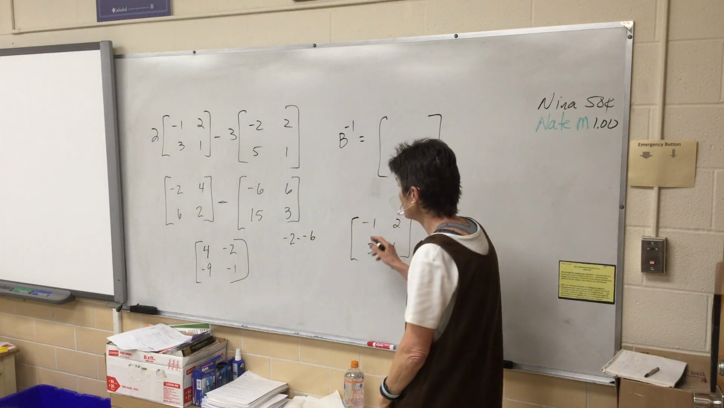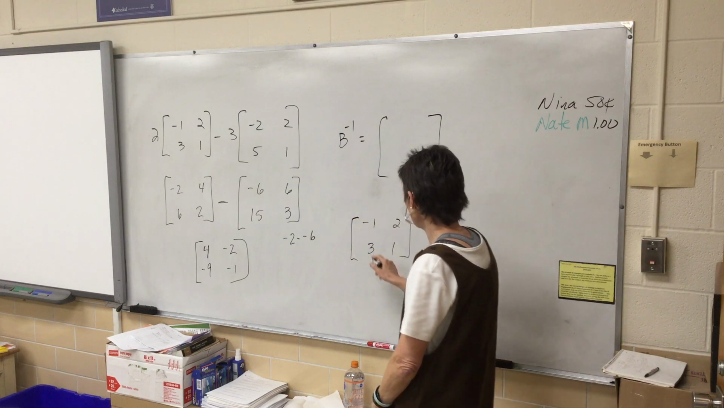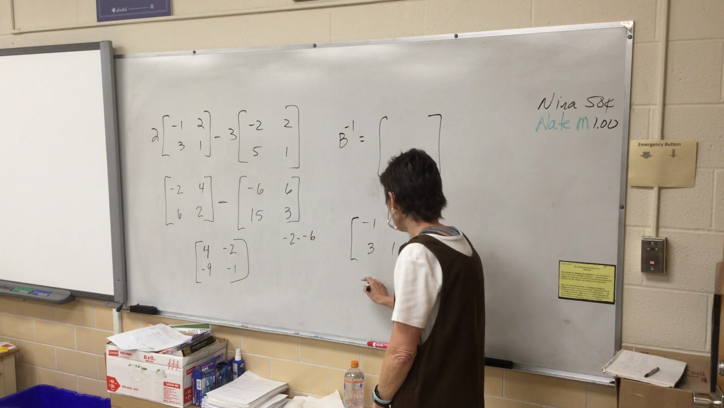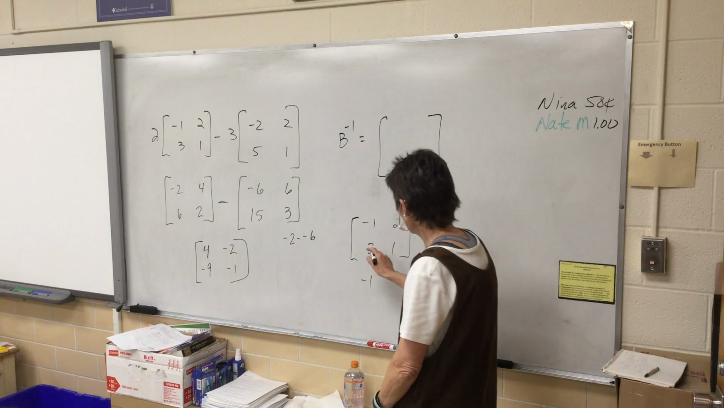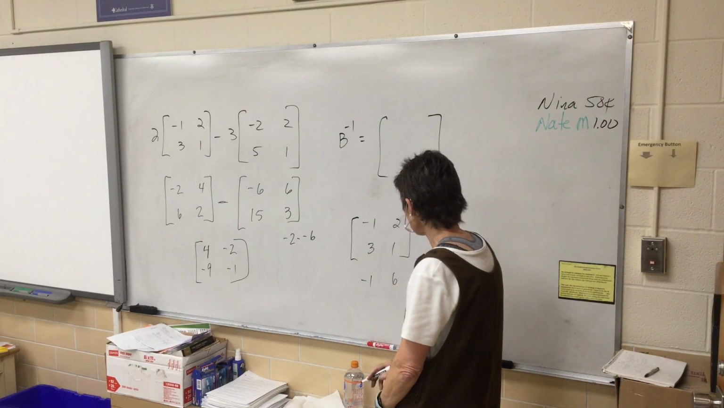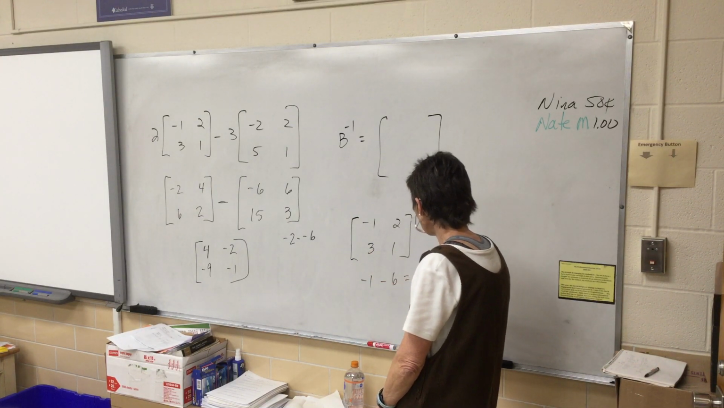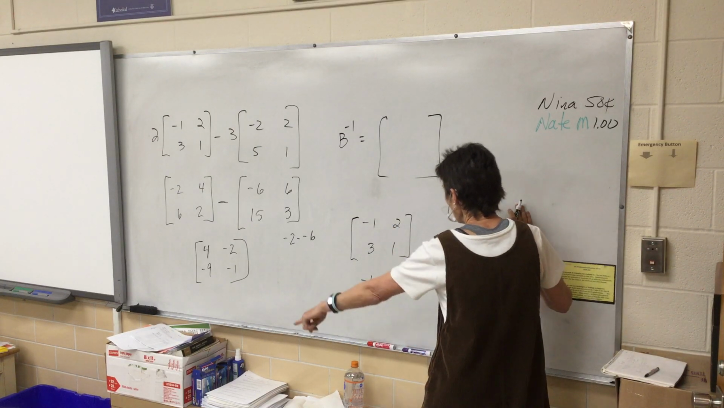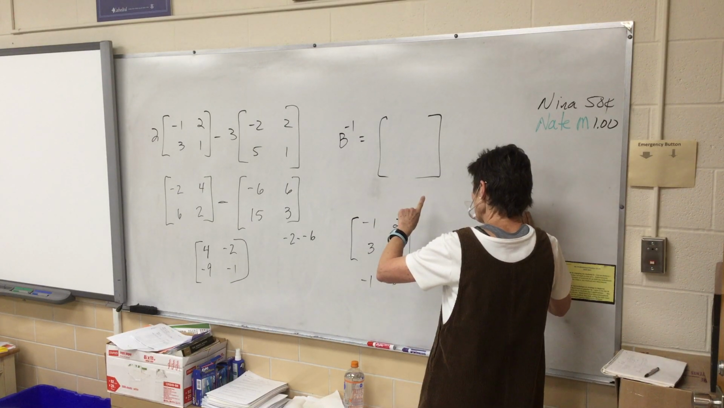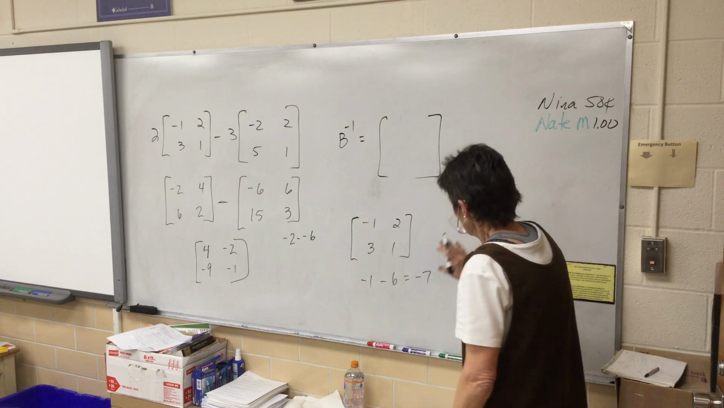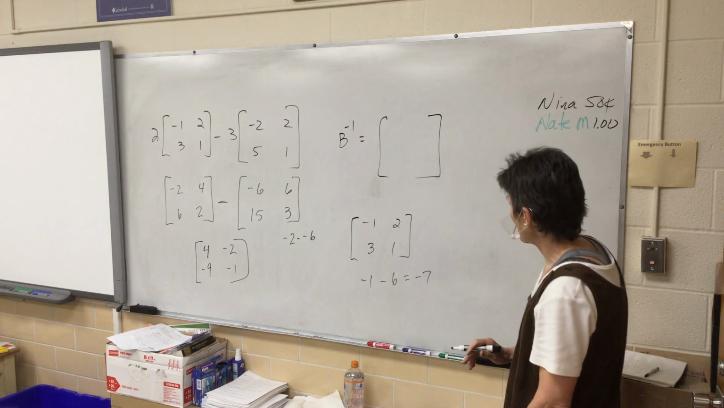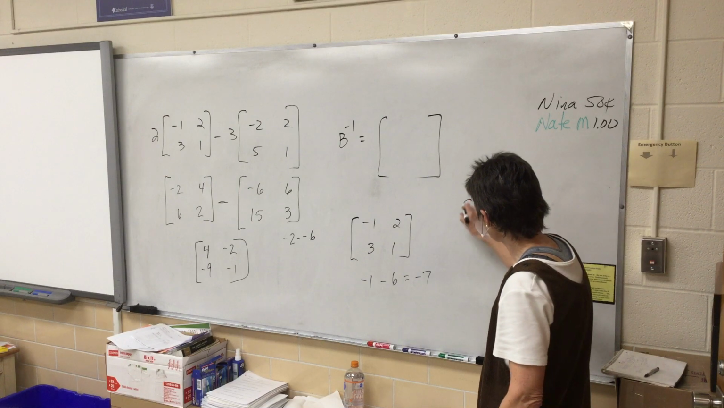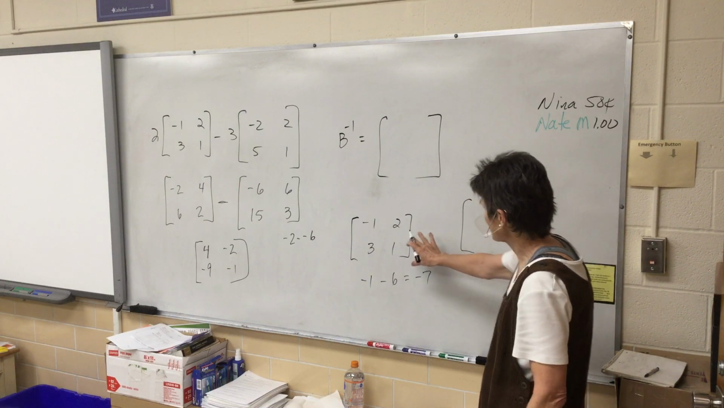So the determinant, we already did a couple of them. We multiply down, get negative 1. Multiply up, get 6. So when I subtract, I'll get negative 7. Negative 1 minus 6. Now, don't do anything with that just yet. Now we're going to take the numbers in this matrix and we're going to start messing with them.